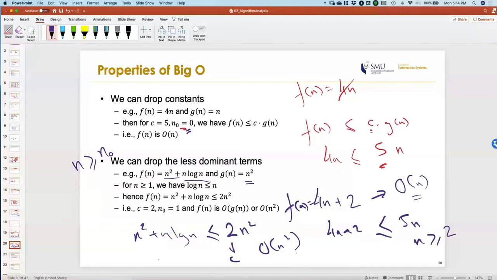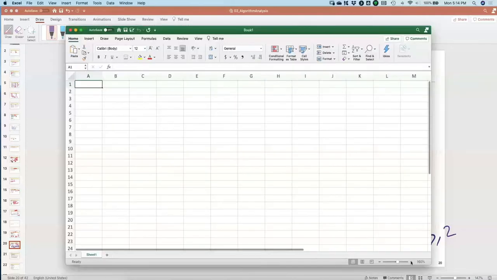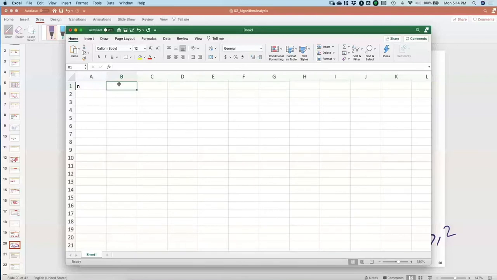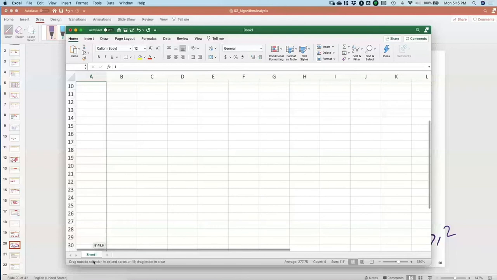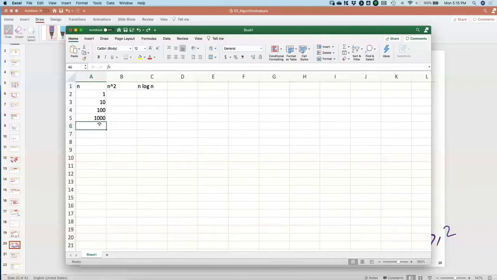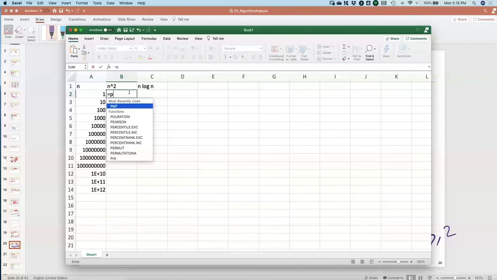Okay, let's take a look at the Excel. Let's say this is in this case n squared and n log n. So let's say this is n, this is n squared, and this is n log n. Let's increase this, maybe I will just use a simple form, like by 10, and I probably don't have to go very far. So what is n squared? I'm just going to take the power of this to 2. And what is n log n? This is going to be this multiplied by the log of this number.